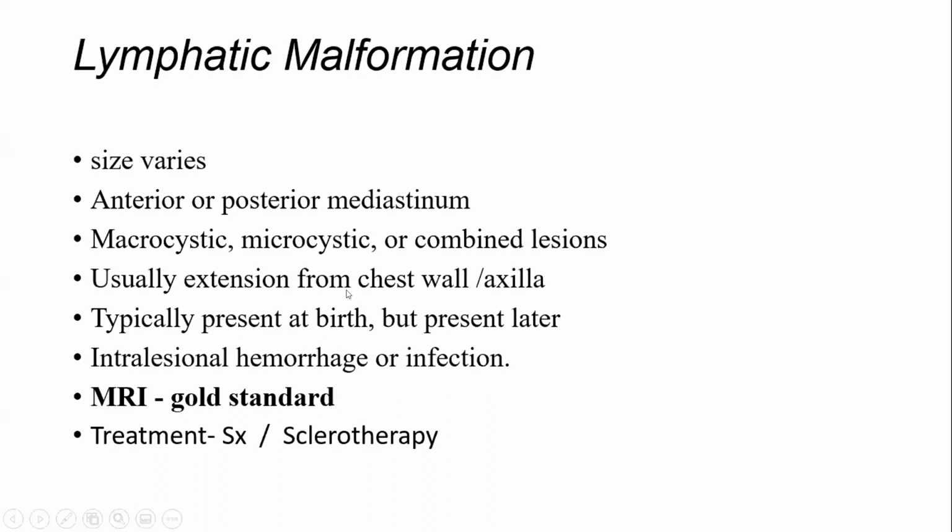In fact, we had a child a few months back who came with a large CT done elsewhere. So we didn't want to do another CT because of the radiation. We wanted to do a biopsy, but when I kept the ultrasound probe on the chest, I saw a large lesion with multiple cysts, with macrocystic and microcystic components. So if you see something like that, the MRI is the gold standard.